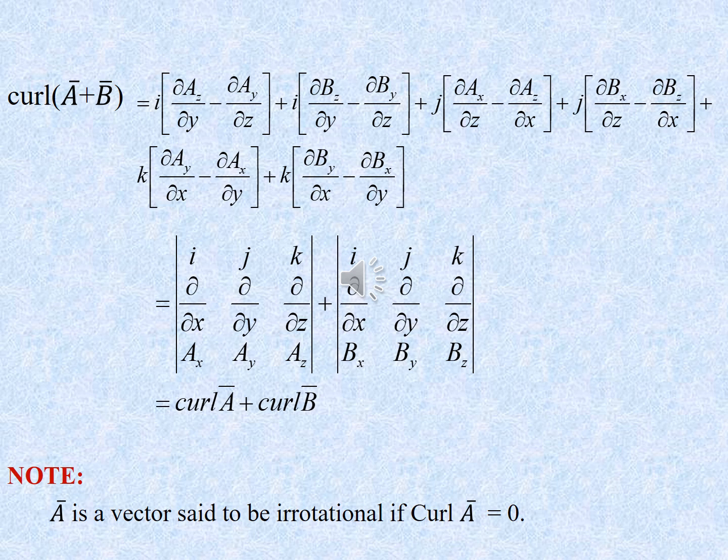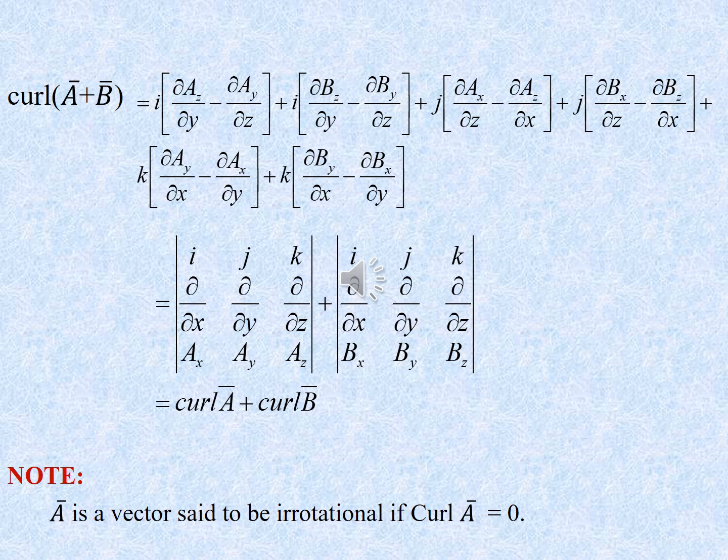Curl of (A bar plus B bar) is equal to i of (∂Az/∂y minus ∂Ay/∂z) plus i of (∂Bz/∂y minus ∂By/∂z) plus j of (∂Ax/∂z minus ∂Az/∂x) plus j of (∂Bx/∂z minus ∂Bz/∂x) plus k of (∂Ay/∂x minus ∂Ax/∂y) plus k of (∂By/∂x minus ∂Bx/∂y). After that we are writing like this. So the i values, j values and k values simply we can write like this: curl of (A bar plus B bar) is equal to curl A bar plus curl B bar.